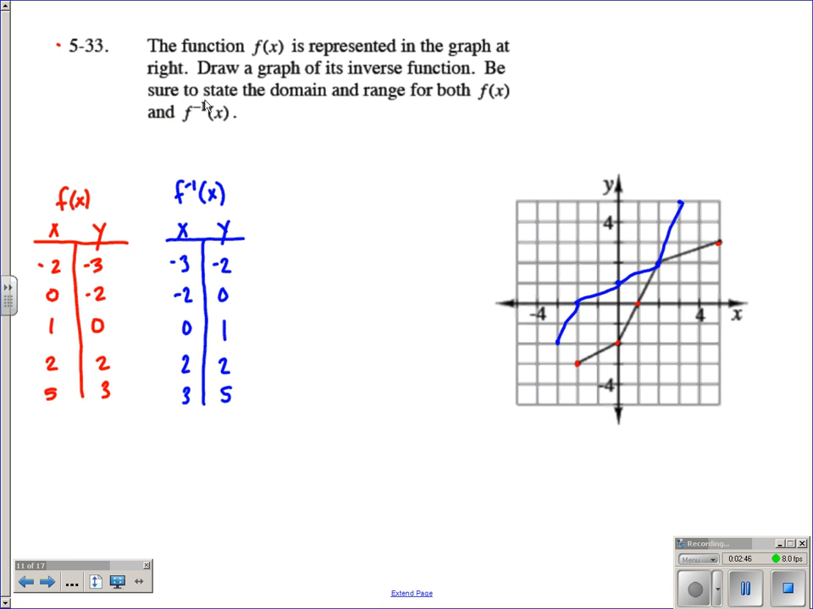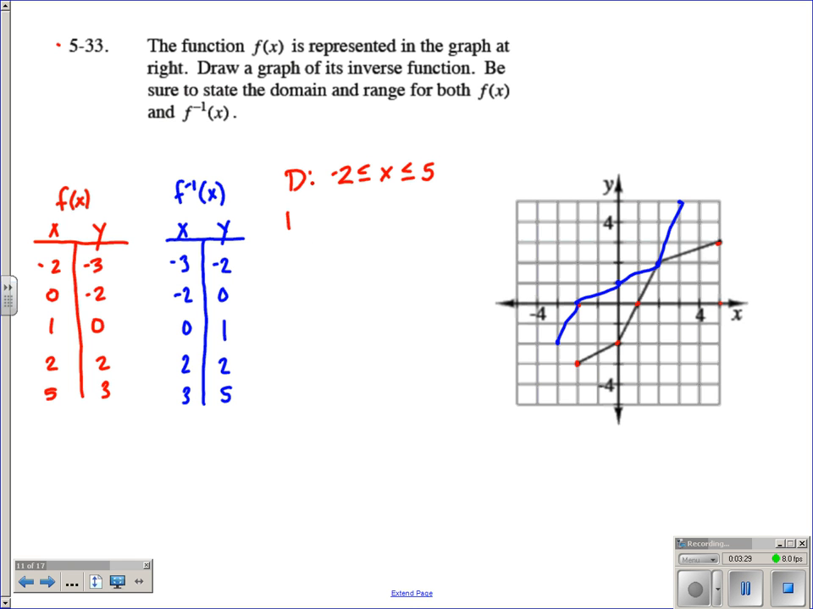The last thing it asks us to do is to make sure that we state the domain and range for each of these. So I'm going to list my domain for my red function, or my original function. Our domain spans from, well, this is our endpoint, so this is our lowest x value. We're at -2. And we're going to go from -2 all the way across to our highest x point, which is over here, at 5. So our domain spans from -2 to +5, or x is greater than or equal to -2 and less than or equal to 5.